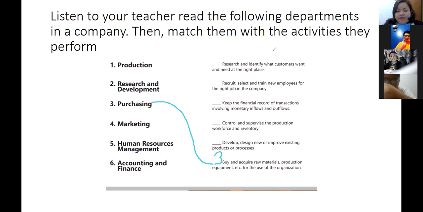How do you say etc., Mariela? And others. Puede decir etcétera or and others. Tiene dos opciones, la que le doy yo y la que le da Mariela. Las dos están bien. René, change it. Purchasing is buy and acquire raw materials, production equipment, etc. for the use of the organization.